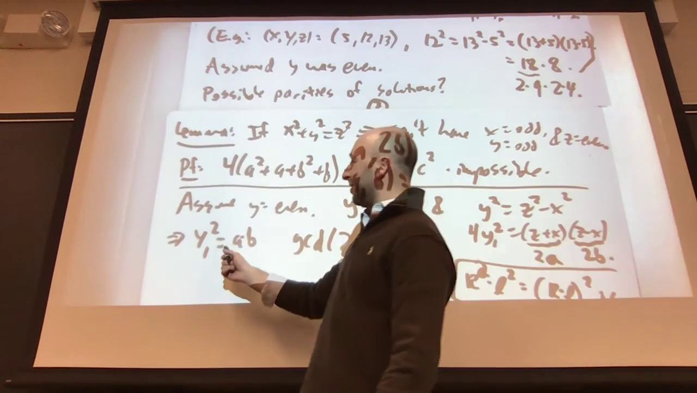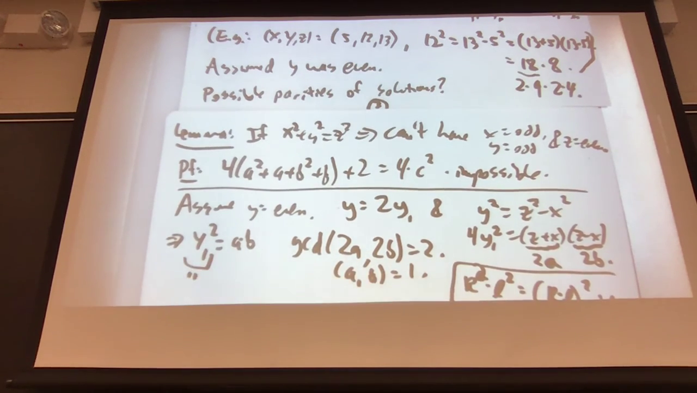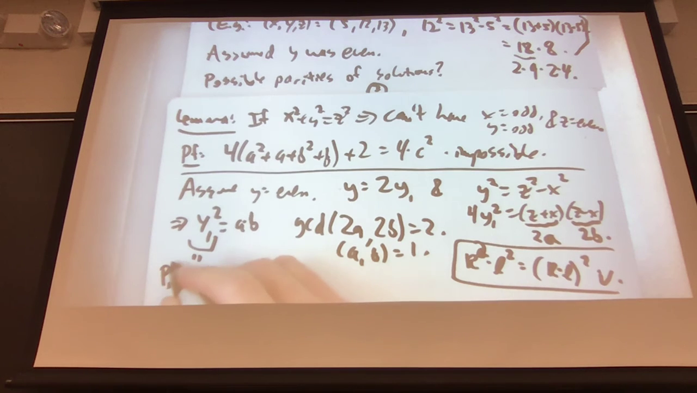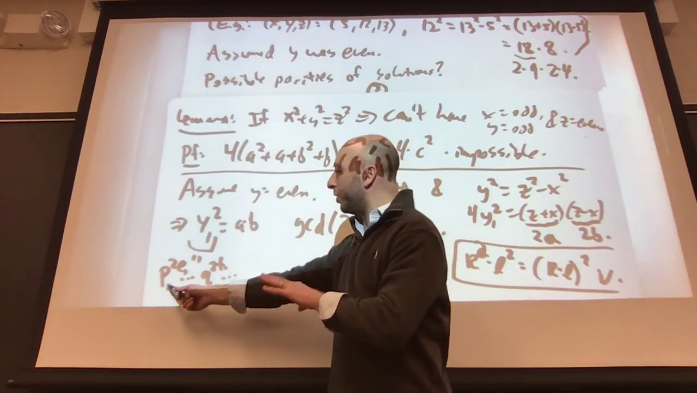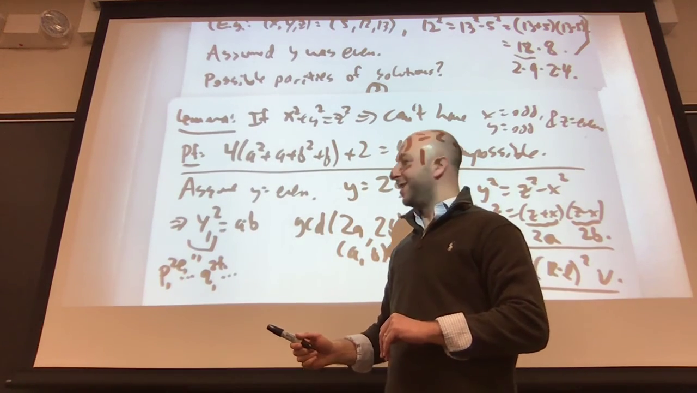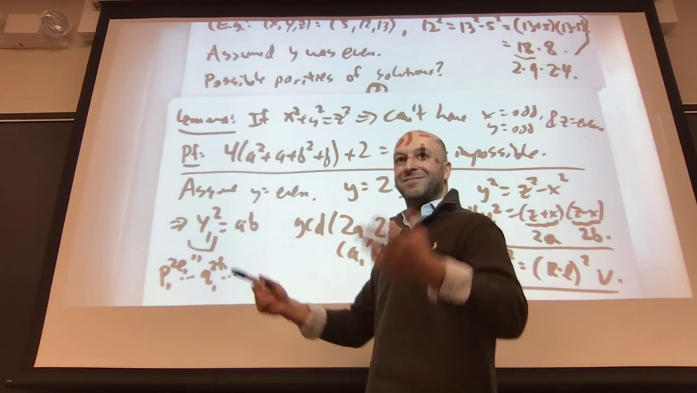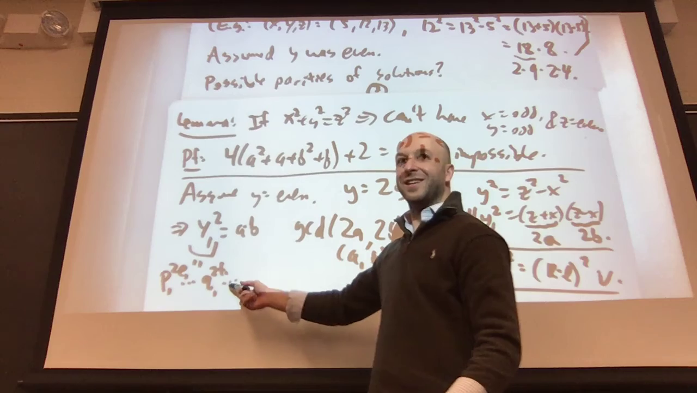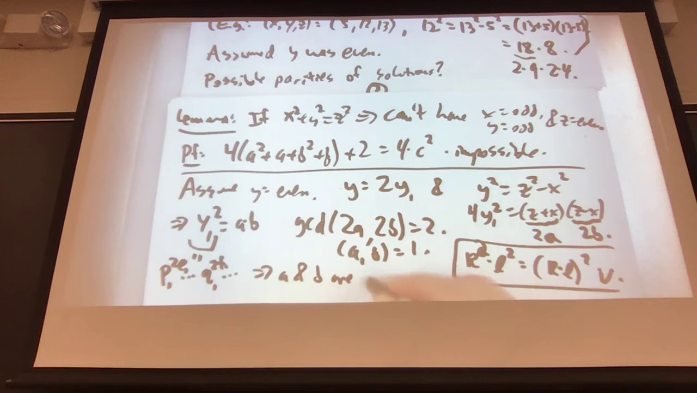So you can think of this number y1 squared as splitting into some p's to twice a power times some q's to twice powers. And A has only p's and B has only q's. So what have we learned about A? It's a square. And what have we learned about B? It's a square. So A and B are perfect squares.